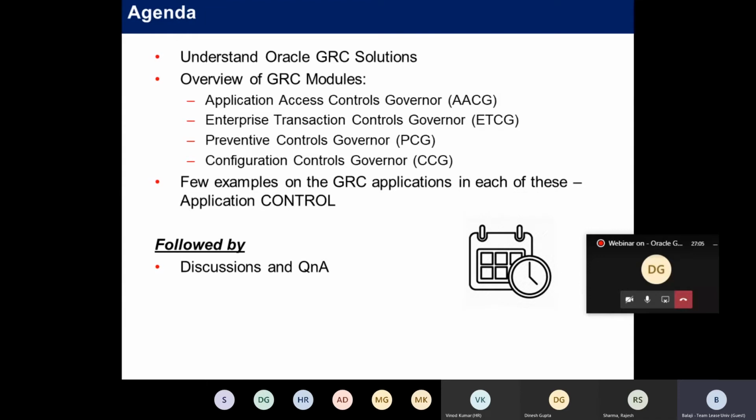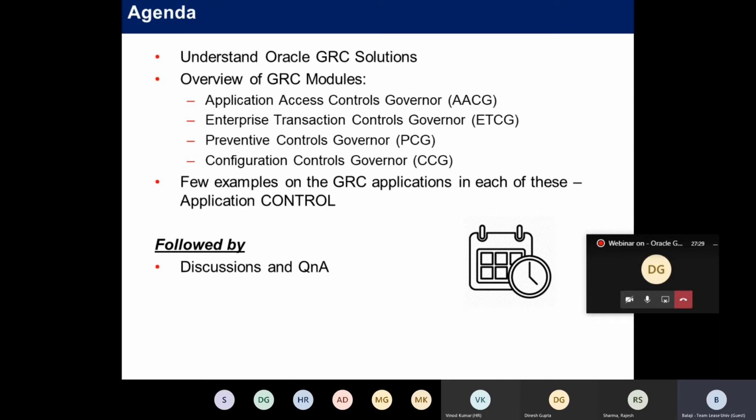You all know that every application has its own setup, module by module or business process by business process. In case there are setups to be controlled and monitored, we completely monitor the setups by configuration controls. So for our ease, we will call these ACG, TCG, PCG, and CCG throughout our sessions.